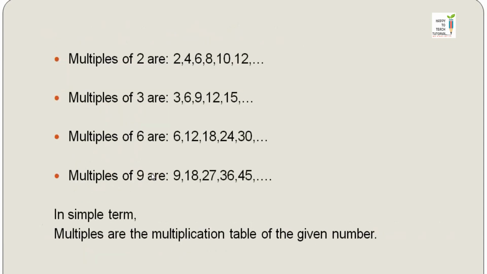Next, to find the multiples of 2, we multiply 2 by 1, 2 by 2, 2 by 3, 2 by 4 and so on. We get a series of multiples by multiplying 2 with other numbers. Same way, multiples of 3 are 3, 6, 9, 12, 15 and so on. Multiples of 6 are 6, 12, 18, 24, 30 and so on. Multiples of 9 are 9, 18, 27, 36, 45 and so on. In simple terms, multiples are the multiplication table of the given number.